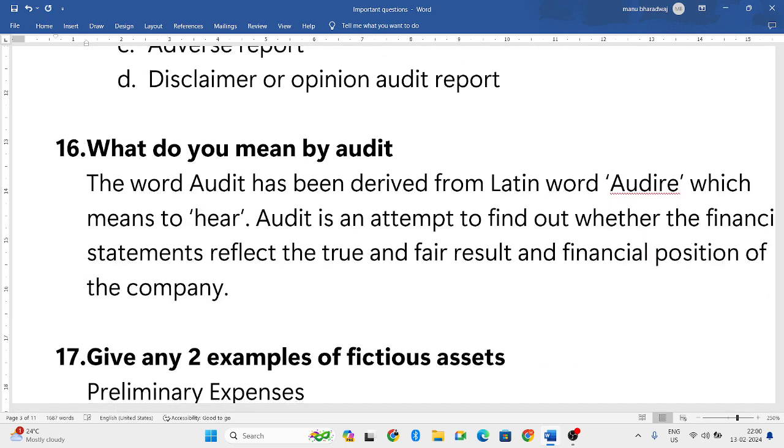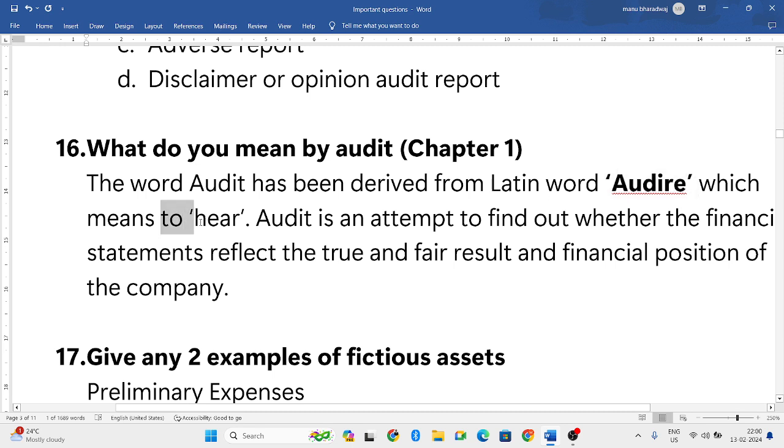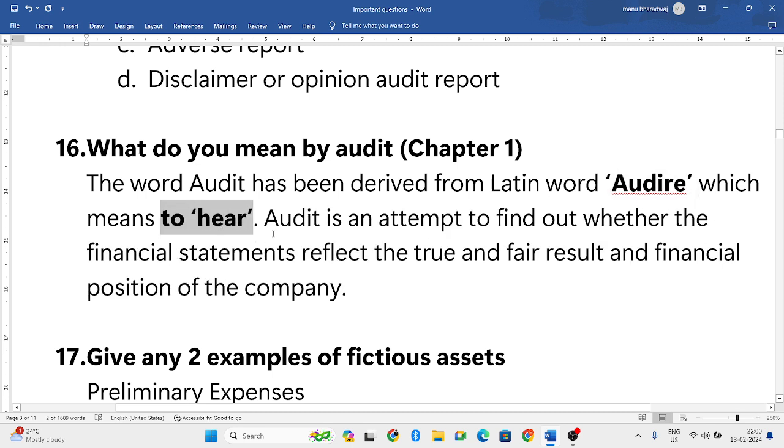What do you mean by audit? This is from chapter number 1. Audit is actually a word derived from the Latin word audire. Audire means to hear. The audit is an attempt to find out whether the financial statements prepared by the company are true and fair, that is, whether they describe the fair financial position of the company.